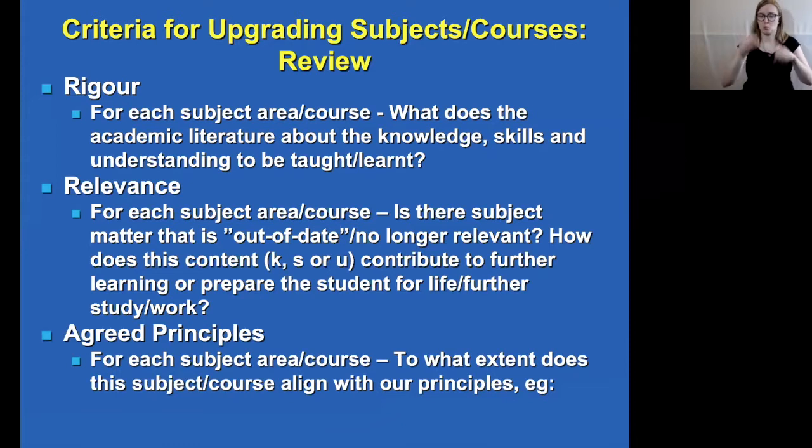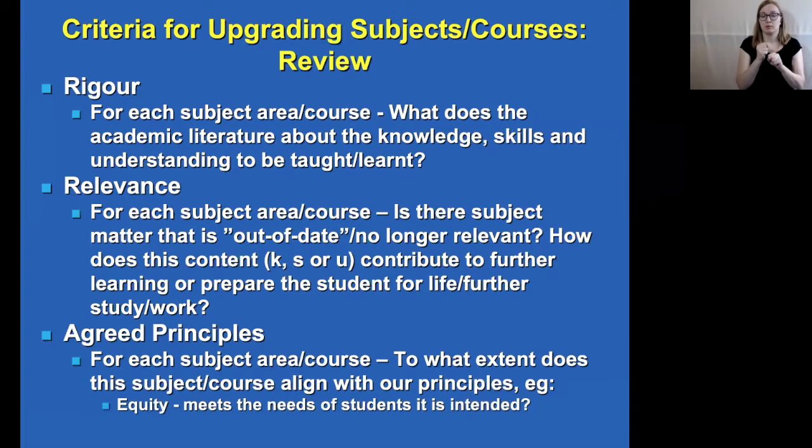For each course and subject area, to what extent does the subject align with your principles? For example, they might be equity. I'm just choosing some examples. Does it meet the needs of the students it is intended for? Is this right for this group? Is it too challenging? Is it too difficult? Are you going to disengage students? Is the content something that they have no prior insight into, and it would be difficult for them to get that?